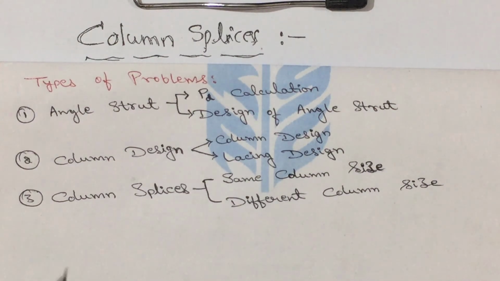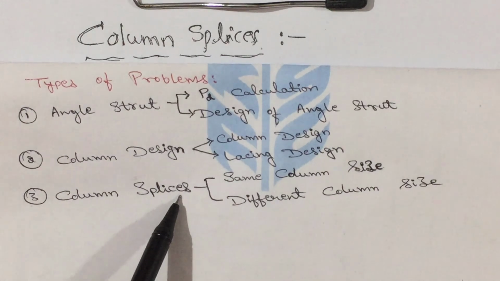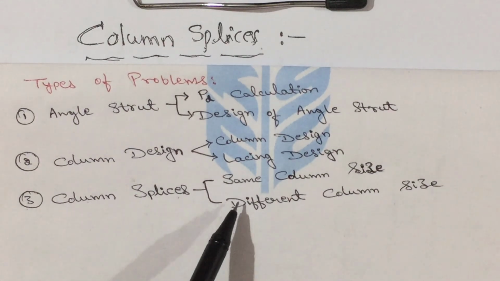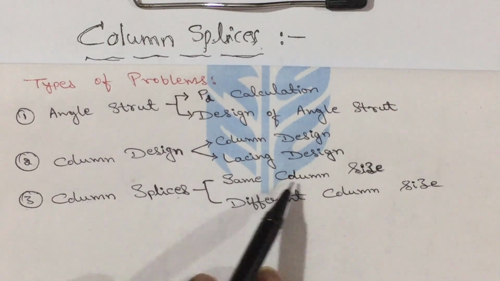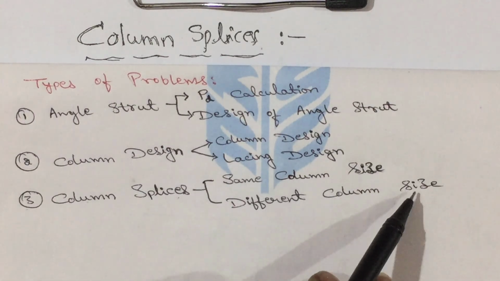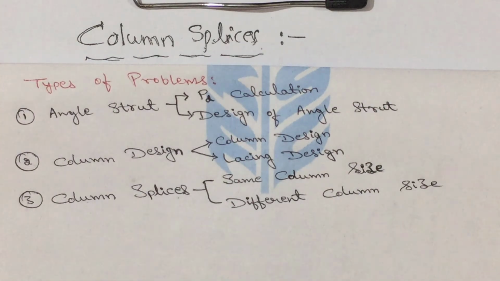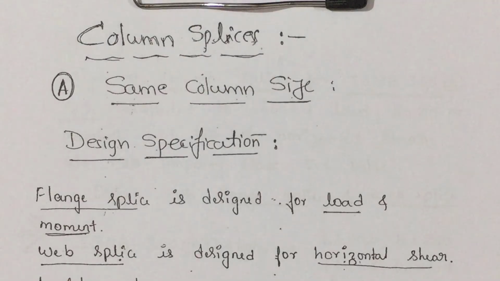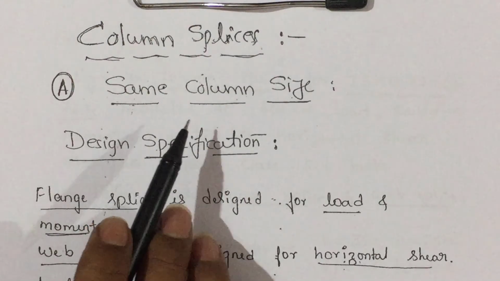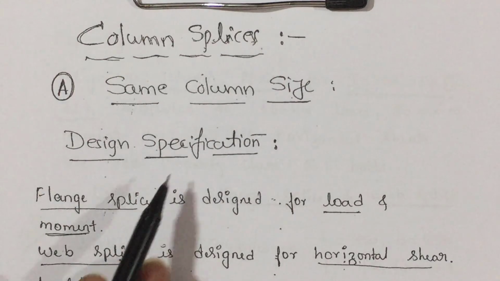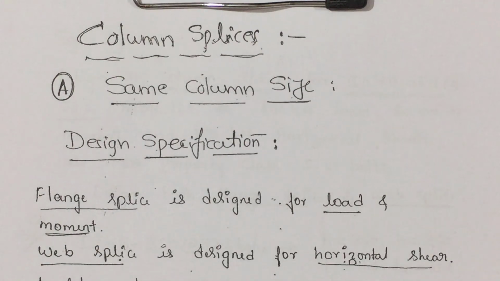In this section, we are going to deal with type 3 problems, that is column splices. Here we come across two types of problems: columns of the same size and columns of different size. In the first one, same column size, let us look into the design specifications.